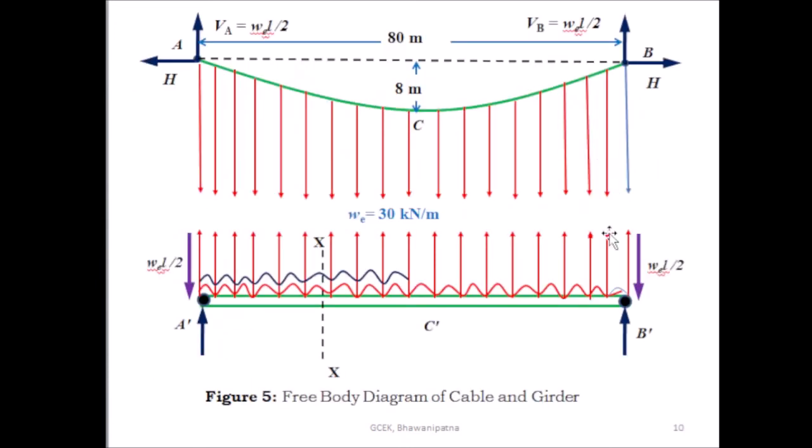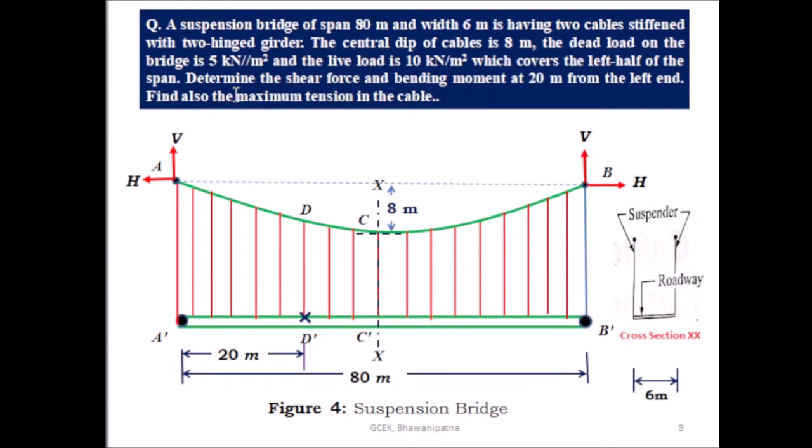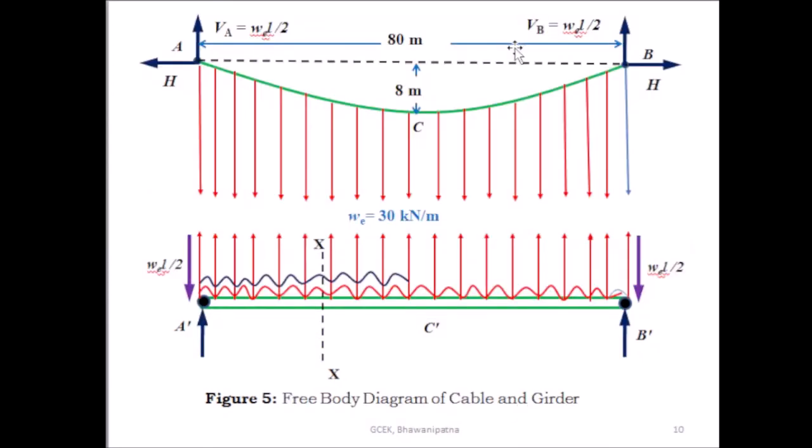Because here you see, the dead load on the bridge is given as 5 kN/m², but the width of the road is given as 6 meters. Half of the road width goes to one cable on one side and the other half goes to the other side. So here you have to find out the load given, dead load or live load, multiplied by 6/2.